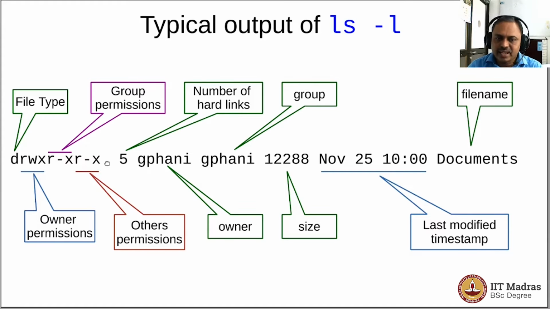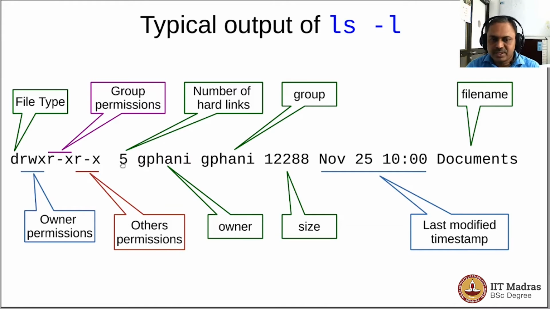And then there are 9 characters which would be rwx with any of the 3 positions replaced with a hyphen in case that particular permission is not available. The first 3 characters refer to the permissions of the owner. The second set of 3 characters are permissions of the group. The third set of characters are for the others, that is any other user in the particular Linux system. Whoever is logged on can be considered as part of the others group.